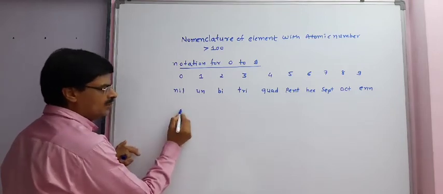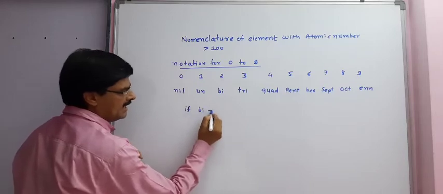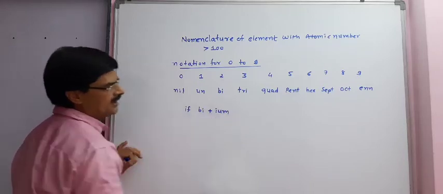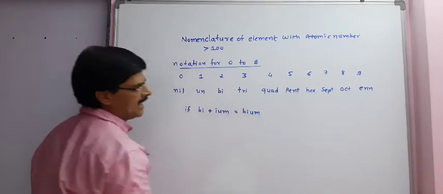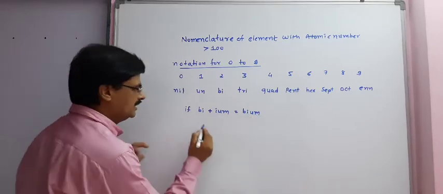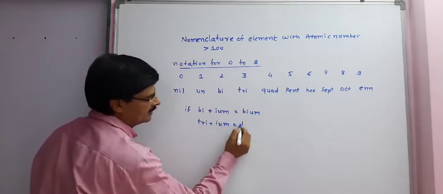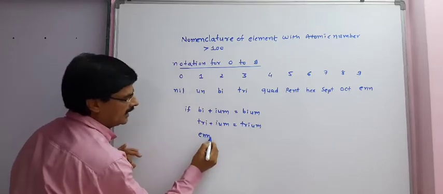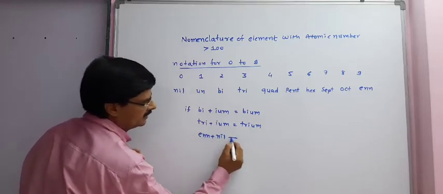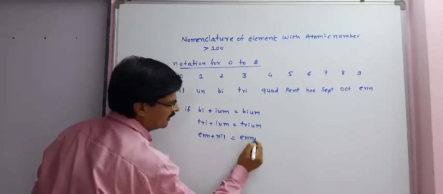Also one more rule we have to follow: if bi plus ium is present, then it is written as bium or simply bium. Same way, tri plus ium, then it is written as trium. And enn plus nil, it is shortened as nil.